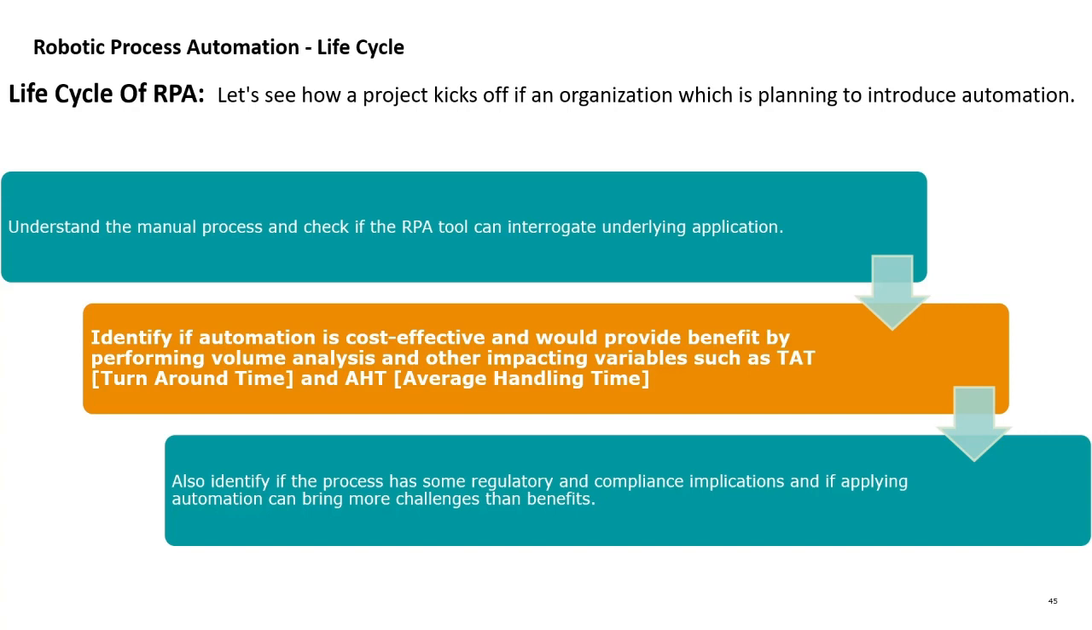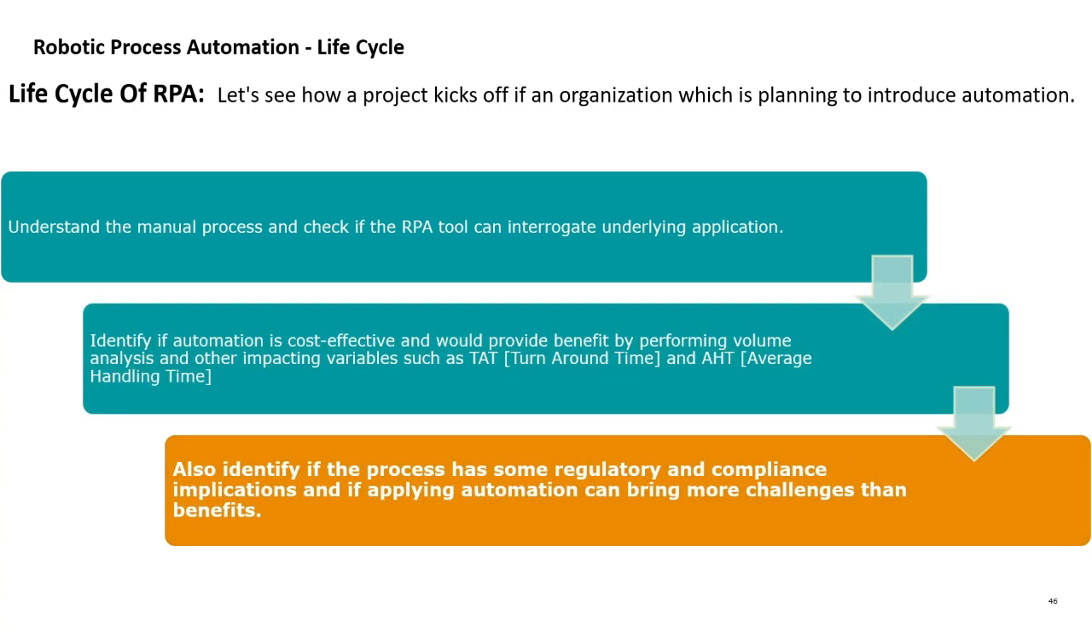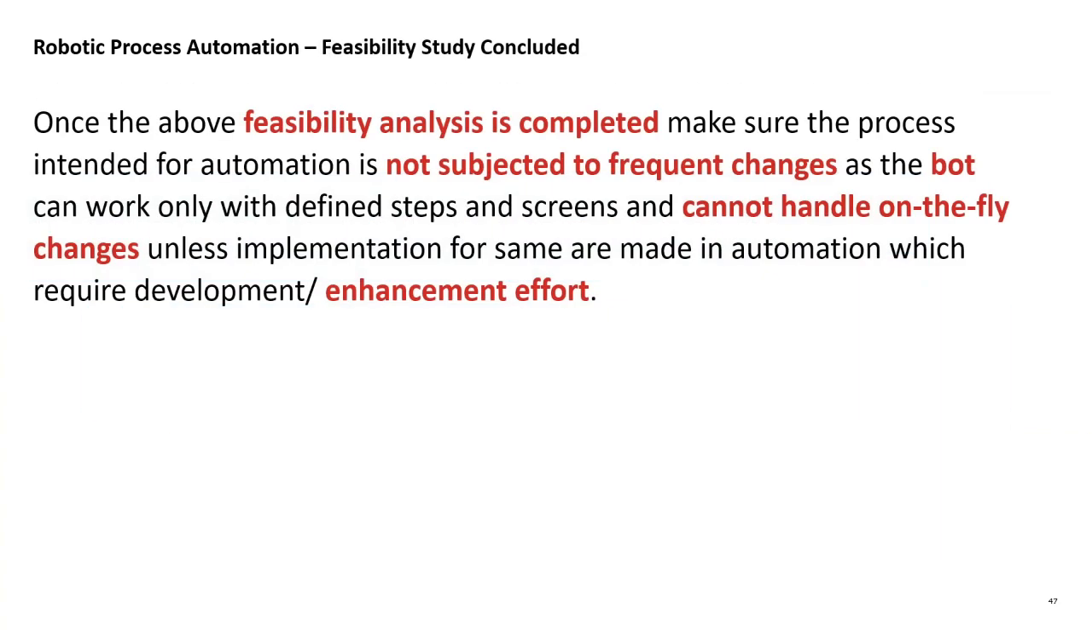After doing this, it is also important to check whether the process has any regulatory or compliance implications, because many processes are associated with rules which are compliance based. So the automation should adhere to these rules and should not bring any kind of deviation, because that will only bring challenges to the organization. So we should first analyze all of this, and any kind of rules or compliance associated with the process should also be covered. Now once these three steps are done, we can say yes, the feasibility study is concluded.